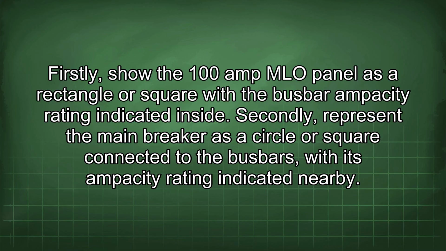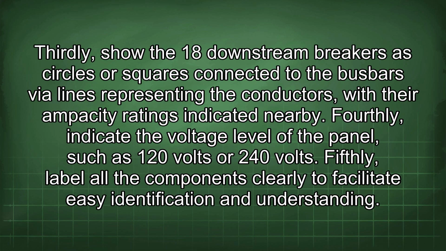Secondly, represent the main breaker as a circle or square connected to the busbars with its ampacity rating indicated nearby. Thirdly, show the 18 downstream breakers as circles or squares connected to the busbars via lines representing the conductors with their ampacity ratings indicated nearby. Fourthly, indicate the voltage level of the panel, such as 120 volts or 240 volts.